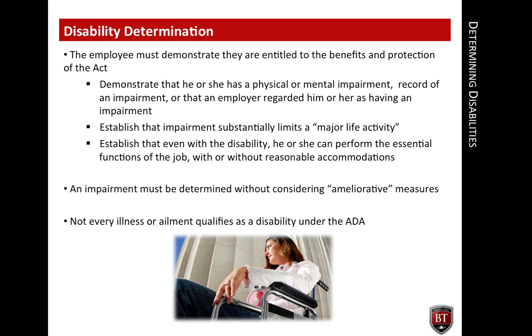accommodations. The ADA states an impairment must be determined without considering ameliorative measures, that is, mitigating measures that can correct an impairment. So, if a mental impairment can be corrected with the use of drugs, for example, the impairment must be determined as if the drugs were not available, even if the drugs diminish the limitation of a major life activity. Not every illness or ailment will qualify as a disability under the ADA. As stated, alcoholism is considered a disability, whereas drug use or addiction is not, nor are certain temporary illnesses or injuries such as a sprain or the flu.